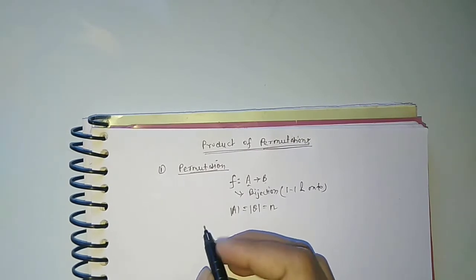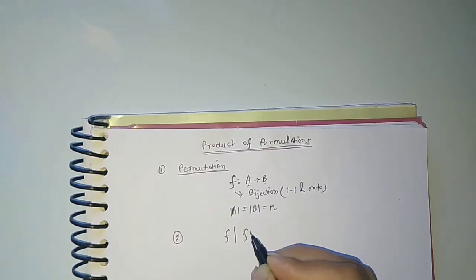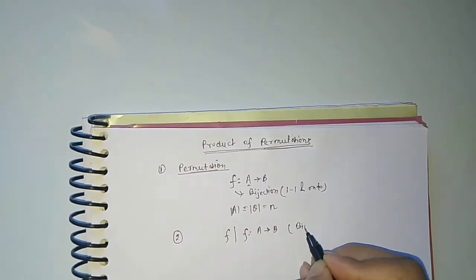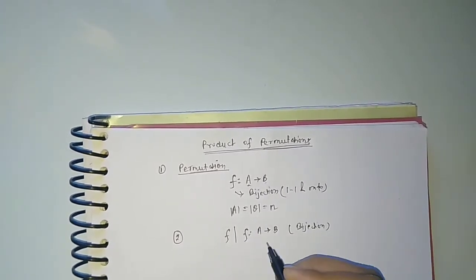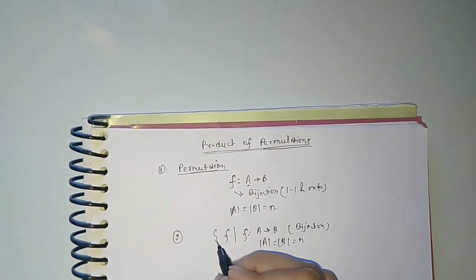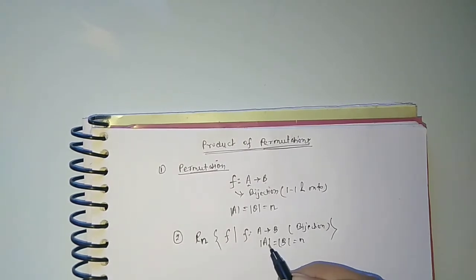Then if we form a set of all permutations from A to B that are bijections, and the cardinality of A and B is equal to n, this set is denoted by Pn, that is capital P with suffix n. We denote n here because the cardinality of A and B is n. So this is the set of all permutations on a set of cardinality n.